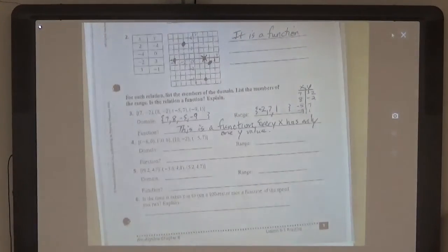Alex? So for number 4, since there's 2 10s for the domain, do you have to write it twice since it's in the domain? No, you don't have to write it twice when you're listing them.